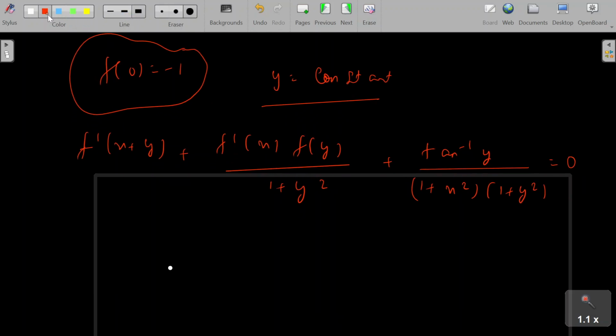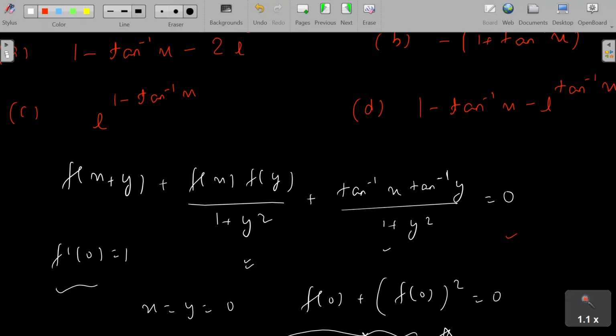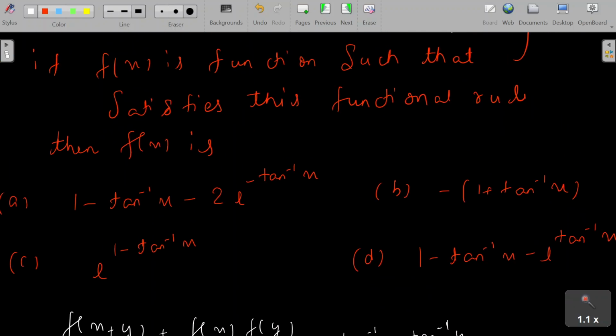Okay, so if let's suppose you are now putting y equals to 0, so it will be f dash x. It's nullifying. Again f dash x minus f dash x is equal to 0. Again no utility. Fine.